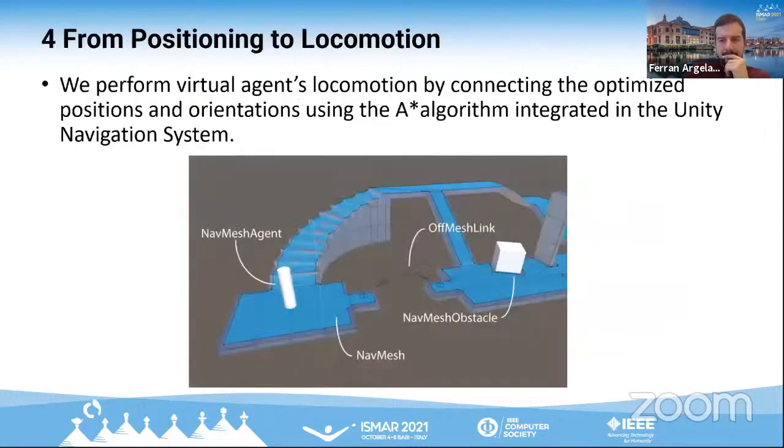Our next and final step is to find a locomotion path for the virtual agent to get to the optimal position. This is accomplished by connecting the optimized positions and orientations using the A* algorithm integrated in the Unity navigation system.